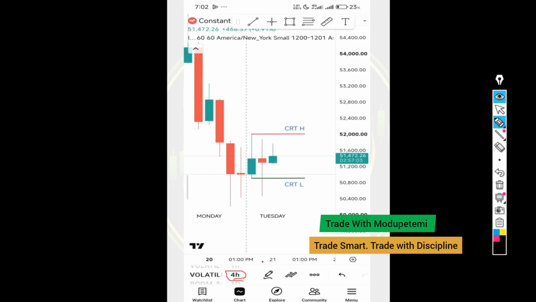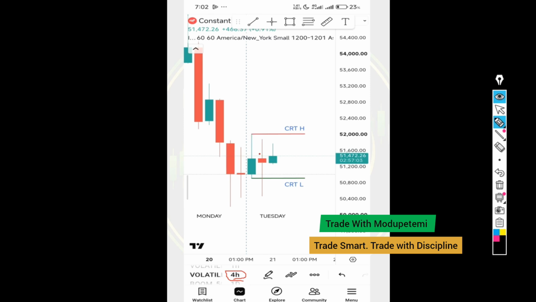This is Volatility 75. This is also to show you that CRT works on synthetic indices. It is not just on forex pairs or indices, it works on any asset you can think of. So this is Volatility 75, and I'm on the higher time frame. On my higher time frame, this is my CRT.